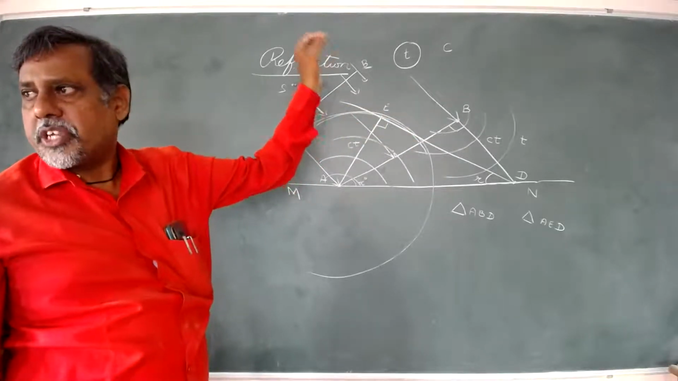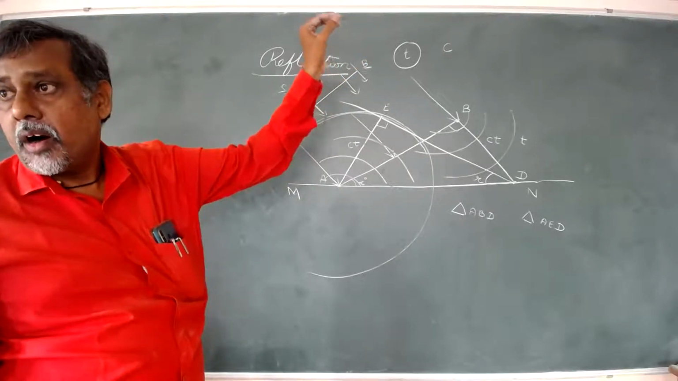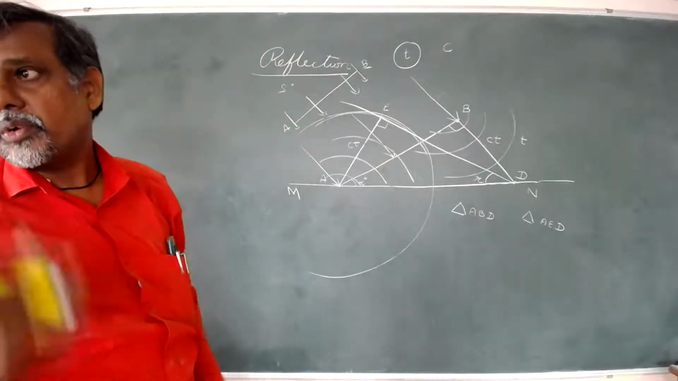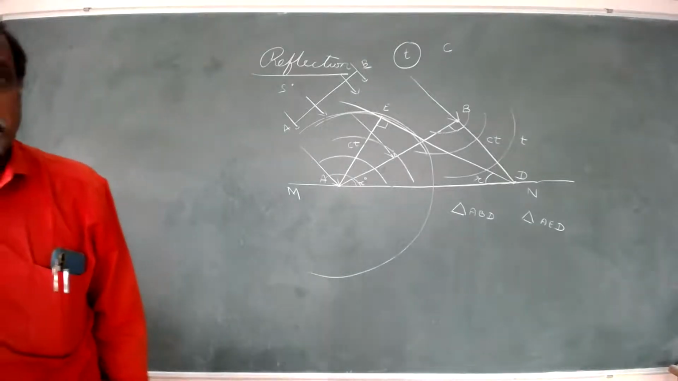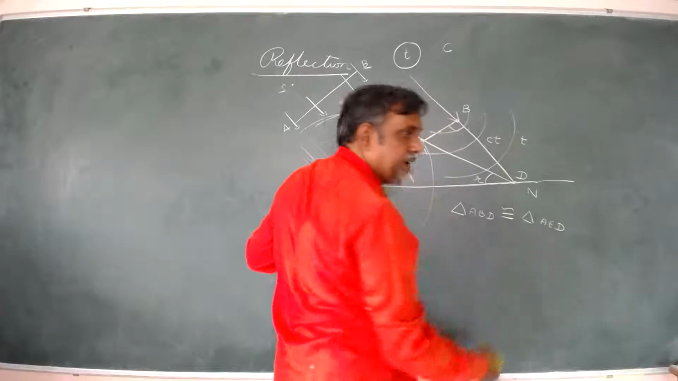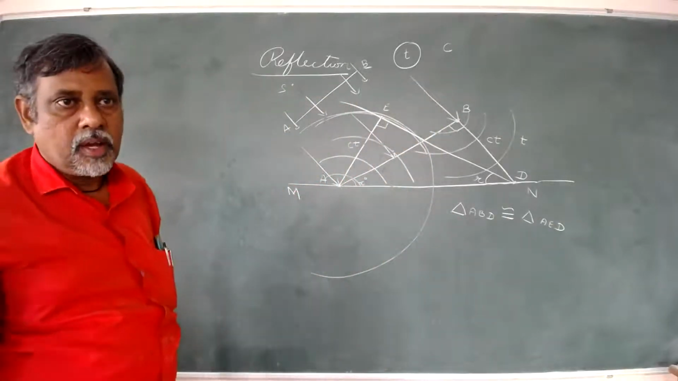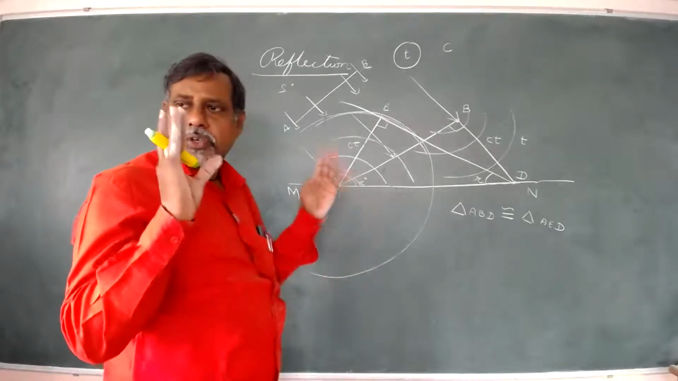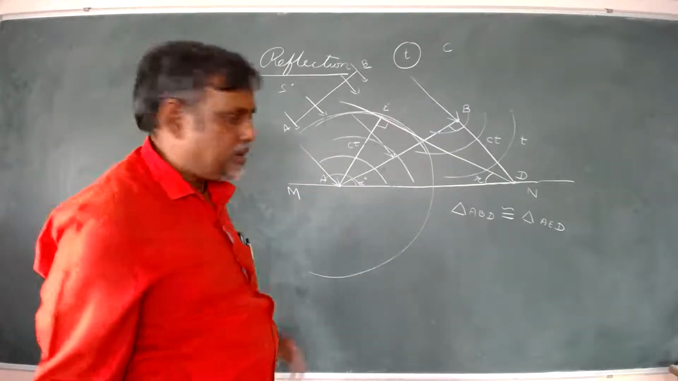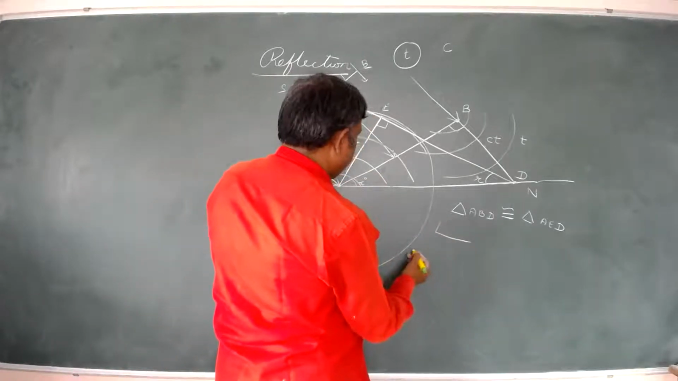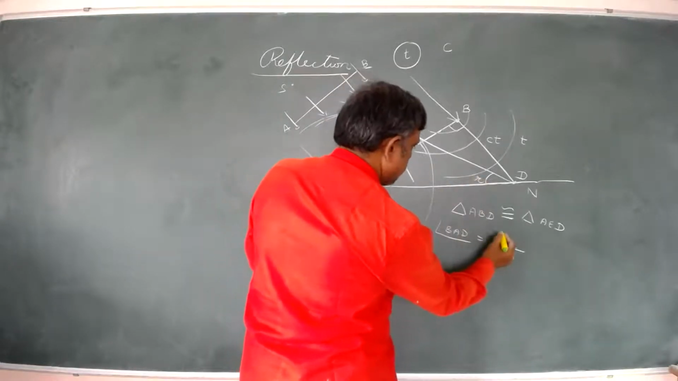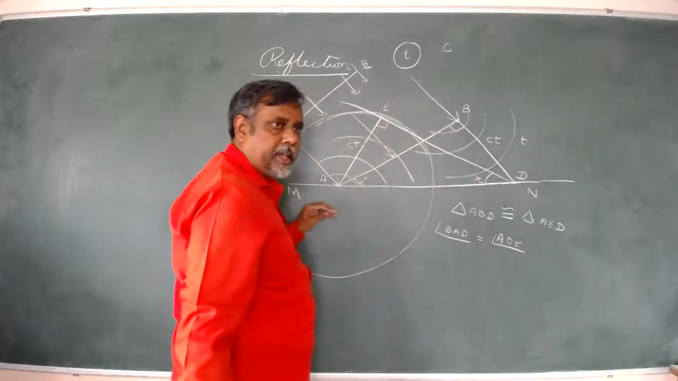Got the point? By RHS. What is that? Congruency. RHS rule, right angle hypotenuse side, congruent rule. By RHS congruency rule, triangle ABD is congruent with the triangle AED. Understood? Okay, so congruent triangles means in all the aspects, their measures are the same, the angles are same, sides are same. That is called congruent. Okay, so by use of this, what do you say? The angle BAD is equal to angle ADE.